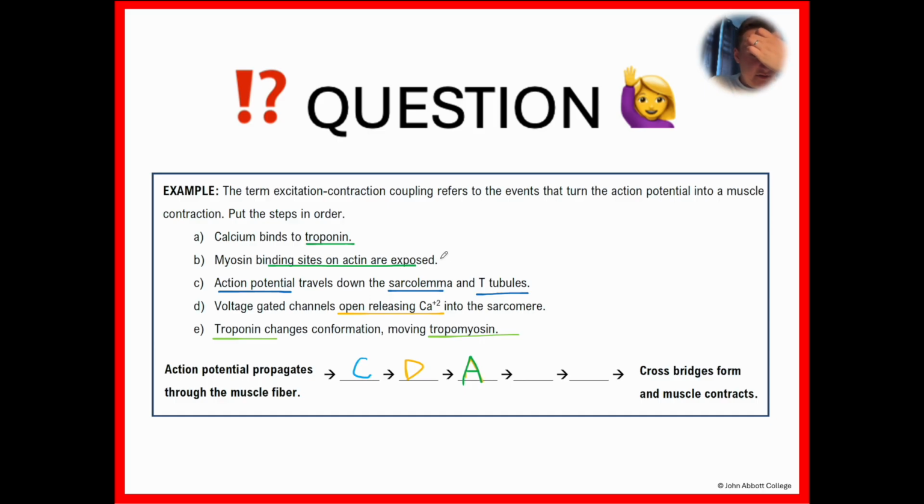Myosin binding sites on actin are now exposed. So that seems good. So the calcium binds to the troponin. Let's read the other one in case. Troponin changes conformation. So once calcium binds to troponin, what happens? The troponin changes shape and moves the tropomyosin. That's next. Then the myosin binding sites are now exposed, right? So that would be my B. And now the cross bridge can form and the muscle can contract.